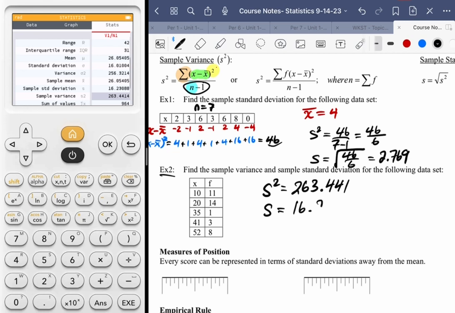You can see this number is much larger than that one, and that corresponds with this data set being way more dispersed. The lowest value in this data set is 10, the highest is 52, the lowest in this one is 0, and the highest is 8. So definitely a higher degree of dispersion there.